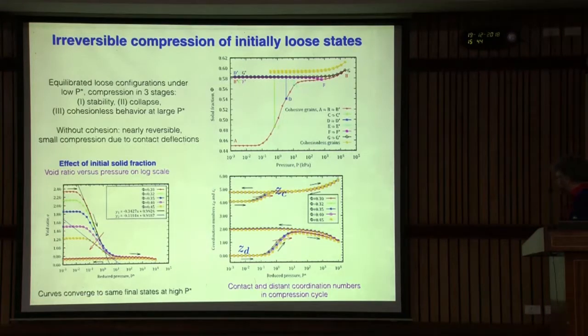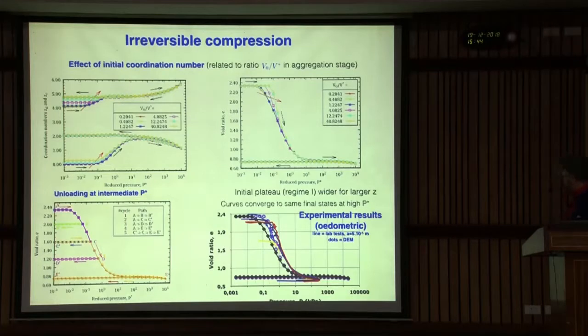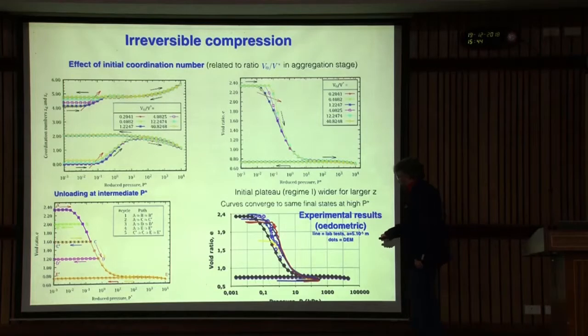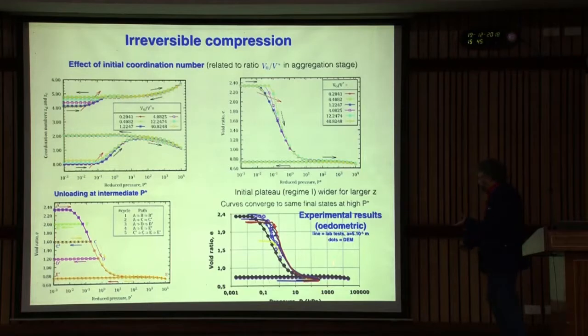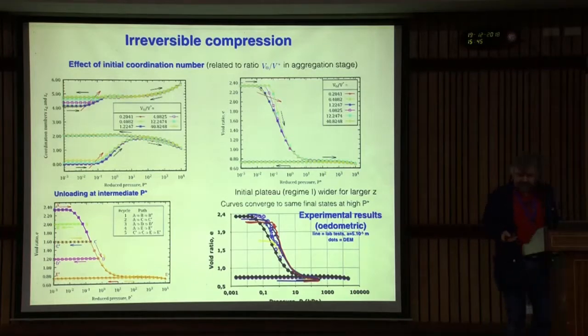So evolution of coordination numbers. One comparison to experimental results here, with the red and yellow curves being experimental compression curves that fall in the same range as numerical ones. Everything takes place between P star equal to 10 to the minus 1, 10 to the minus 2, and P star equal to a few units. So P star equal to 1 is the range where things happen, where as soon as the system is dominated by the confinement, it has collapsed.